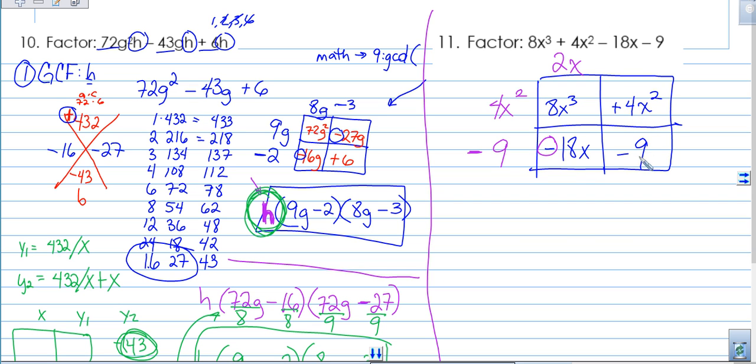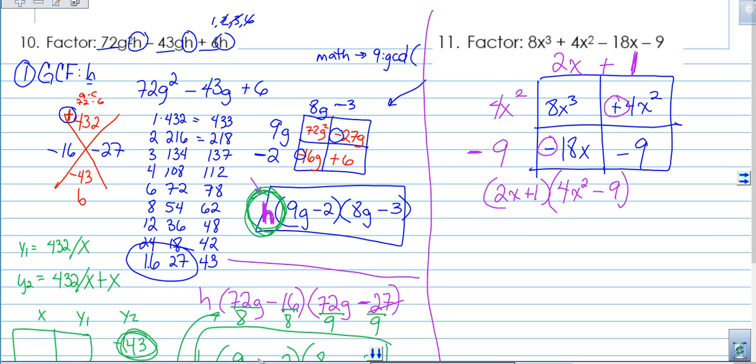What do 4 and 9 have in common? Nothing. Okay? And then they don't both share a letter. Okay? And so you put that down. Well, they share a 1, excuse me. Okay? And so this becomes our two factors. 2x plus 1 and 4x squared minus 9.